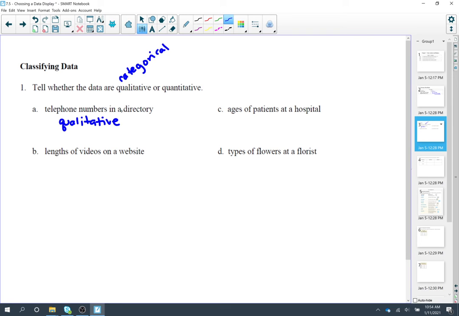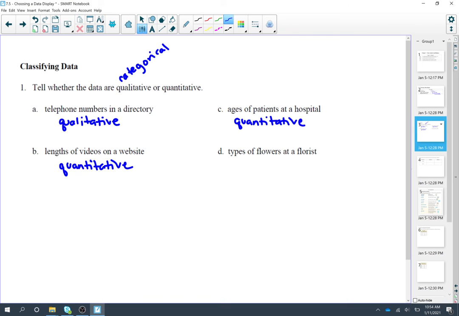Because your telephone number, typically if you put an area code on it, is going to tell you like where you live. Letter B, lengths of videos on a website. Well, ask yourself, if it's how long the video is, can you find the average of how long a video is? Yes, so that's quantitative. Ages of patients at a hospital. You can find the mean age, median age, the mode of the ages. That also is quantitative.